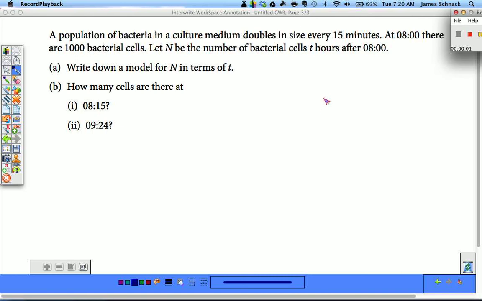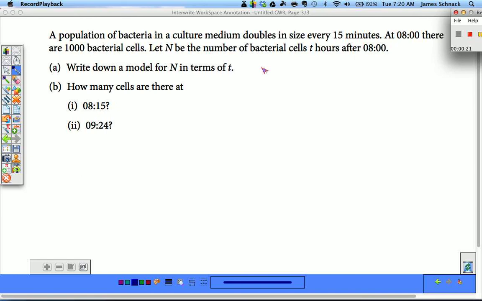All right, so here we go with another exponential problem. We have a population of bacteria. It's doubling in size every 15 minutes. At 8 o'clock, there are 1,000, and let n be the number of bacterial cells t hours after 8 o'clock. So write down a model for n in terms of t.